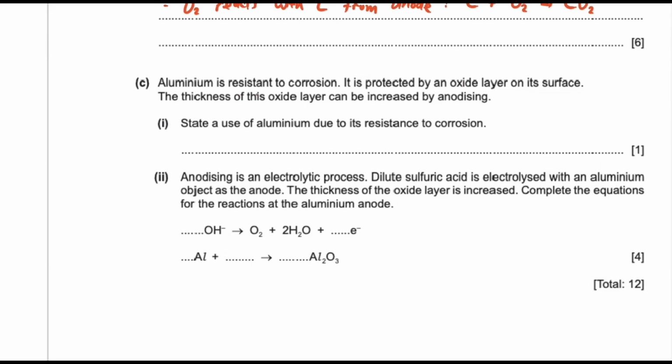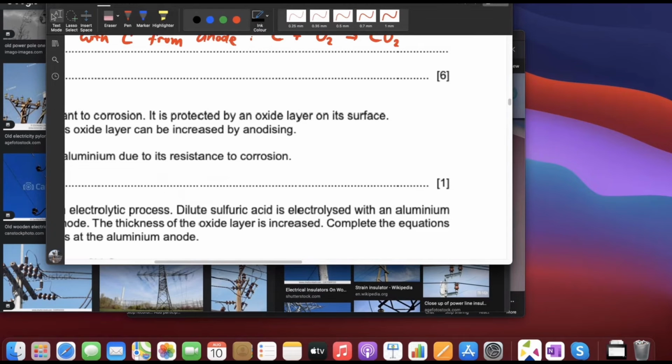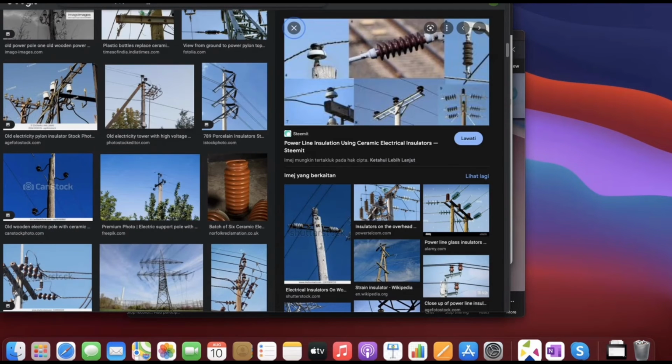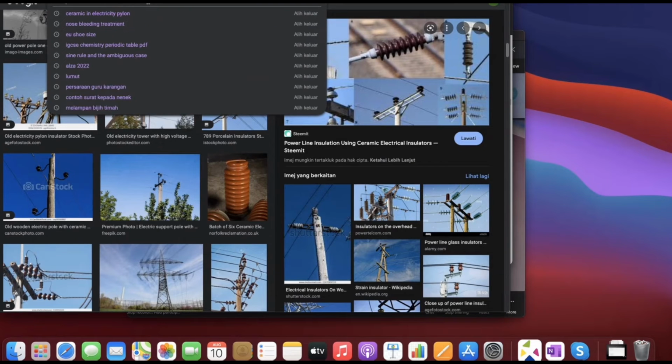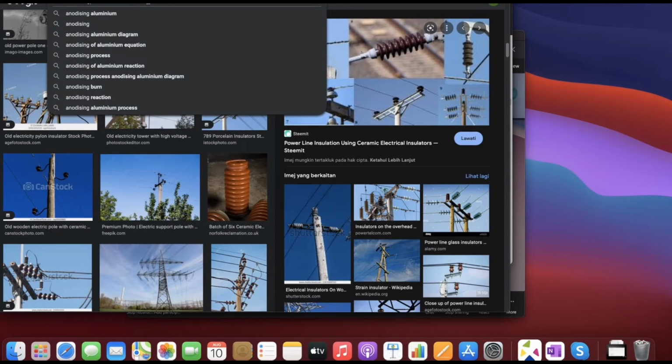The thickness of this oxide layer can be increased by anodizing. Okay, so what is anodizing? Let's take a quick look. I'll let you see anodizing by using Google. But we don't want to look at the diagram now. We just want to look at the definition only. Okay, anodizing.